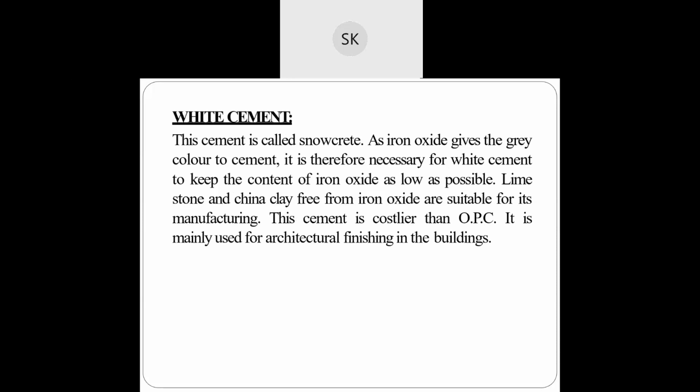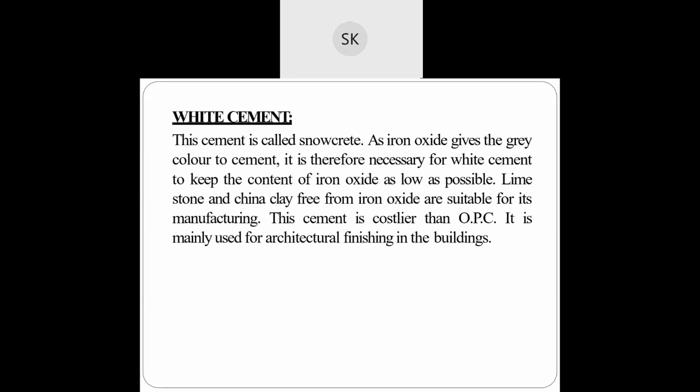Okay. Now, white cement. This cement is called snowcrete. As iron oxide gives the grey color to cement, it is necessary for white cement to keep the content of iron oxide as low as possible. So the main ingredient for coloring of cement is iron oxide. Limestone and china clay free from iron oxide are suitable for its manufacturing. It is costlier than OPC and it is mainly used for architectural finishing in buildings.